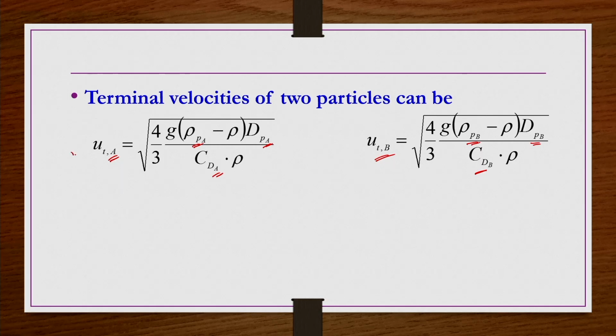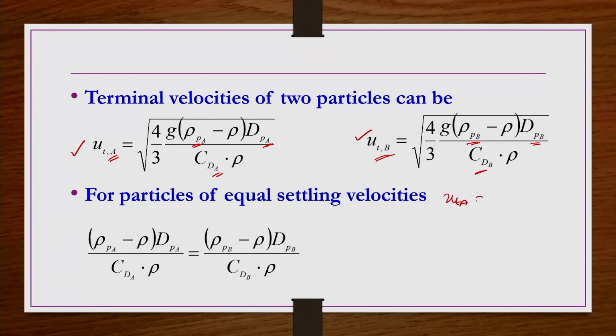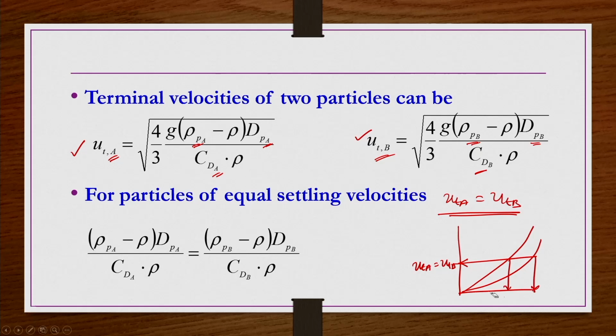So, this is the terminal velocity of A particle, this is the terminal velocity of B particle, generalized one without knowing the flow regimes. Now for particles of equal settling velocity, that means when UTA is equal to UTB, the previous differential settling graph, that line we have seen. So, this line now corresponds to UTA equals UTB. Let us say this terminal velocity is the same for both particles A and B. Then corresponding size ranges are whatever there.